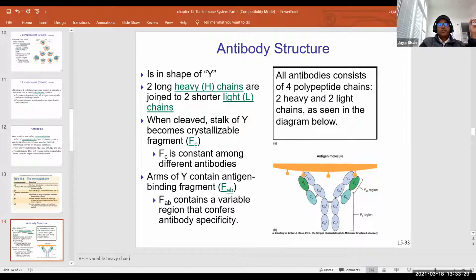Okay, so it is a Y shape, 2 long heavy chains are joined to 2 shorter light chains. When the stalk of the Y is cleaved, they crystallize and form FC and FAB. FC is constant among different antibodies, and the arm of the Y is the antigen binding fragment. So this is specific for a particular antigen. Okay. FAB contains a variable region that confers antibody specificity.